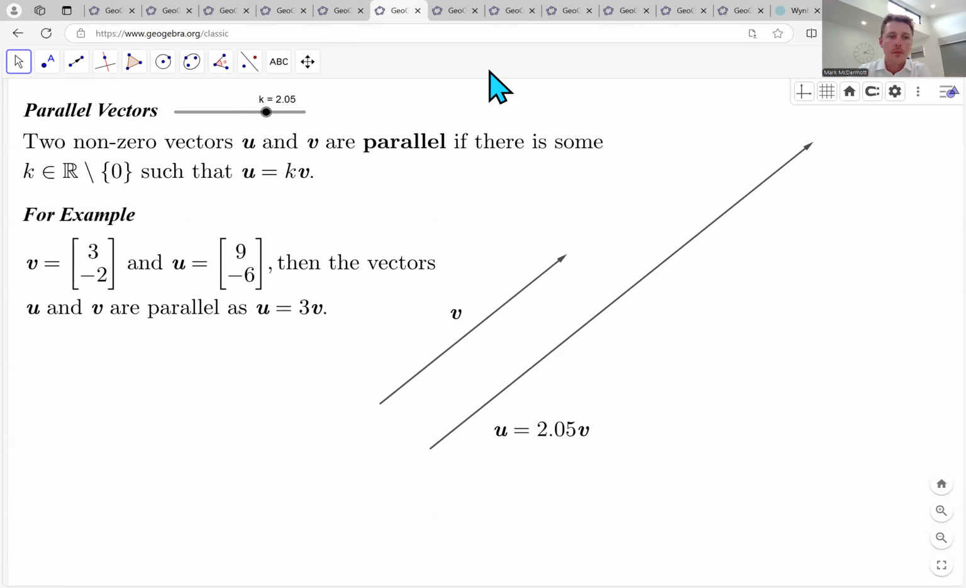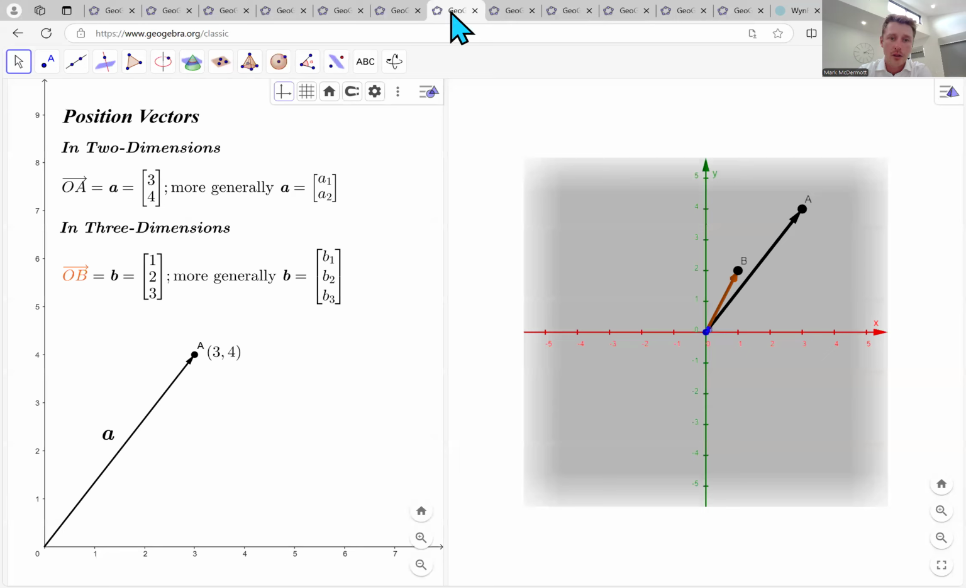Okay, that's parallel vectors. Let's look at position vectors. So let's just look at position vectors in 2 dimensions. Just ignore the right-hand side for now. A position vector is basically this idea that if we have a point in 2-dimensional space, and we take a vector from the origin to that point, we call it a position vector.